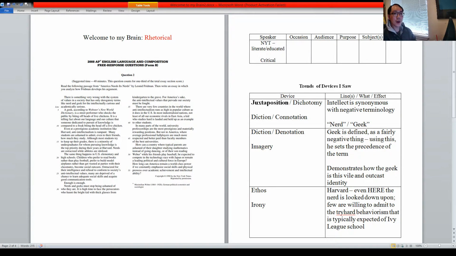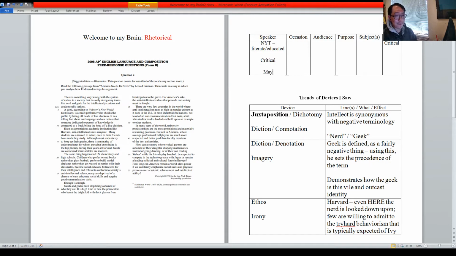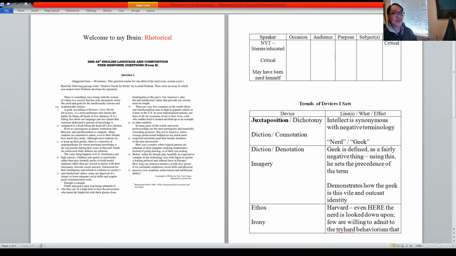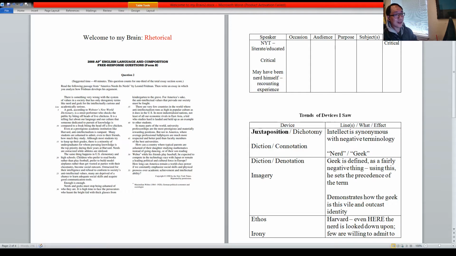He's very critical in tone. I can say that for tone as well. But he seems to have a lot to say about this sort of issue in the U.S. regarding how we don't put enough on education. We chastise our nerds here. May have been a nerd himself. Recounting experiences, maybe? Because it seems like he's talking about some very, like, not personal, but things that he may have gone through in terms of childhood or whatever, right? Like common things that nerds would go through altogether.